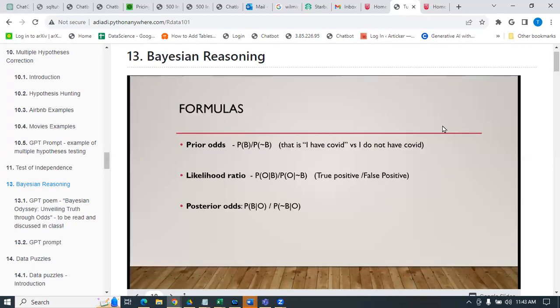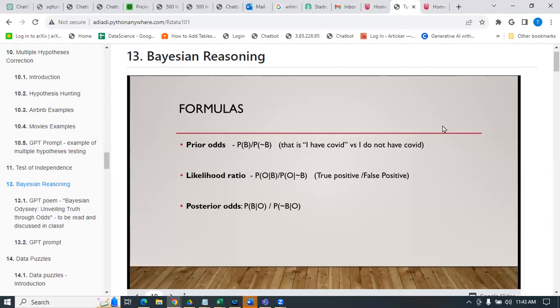How do we compute prior odds, likelihood ratio, and posterior odds? Well, again, these are the formulas, right? Remember, that's why it's very important to identify belief and observation in your task, because it's going to change the entire calculation. If you make a mistake, you're going to calculate the wrong thing. So prior odds are calculated by taking the probability of belief, dividing it by the probability of not belief. That is, the probability of having COVID versus the probability of not having COVID.